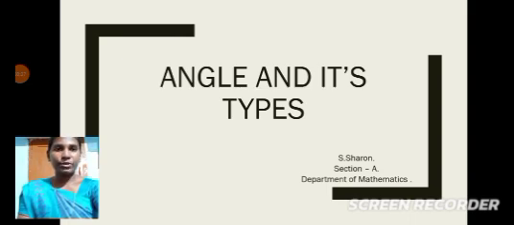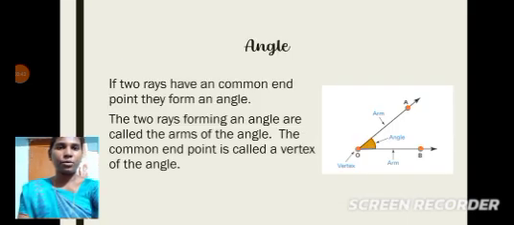In this video, we are going to learn about angle and its types. First, what is an angle? If two rays have a common endpoint, they form an angle. The two rays forming an angle are called the arms of the angle, and the common endpoint is called the vertex of the angle. These are marked in the figure given on the right side, so we can verify that.